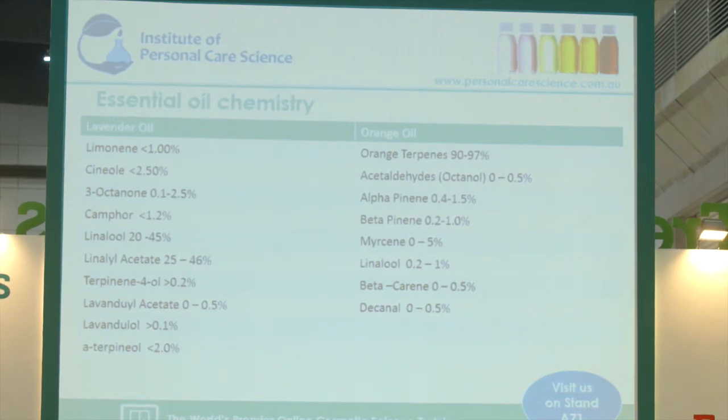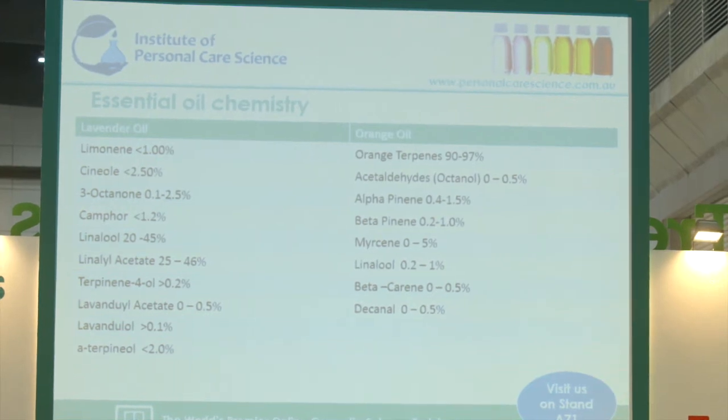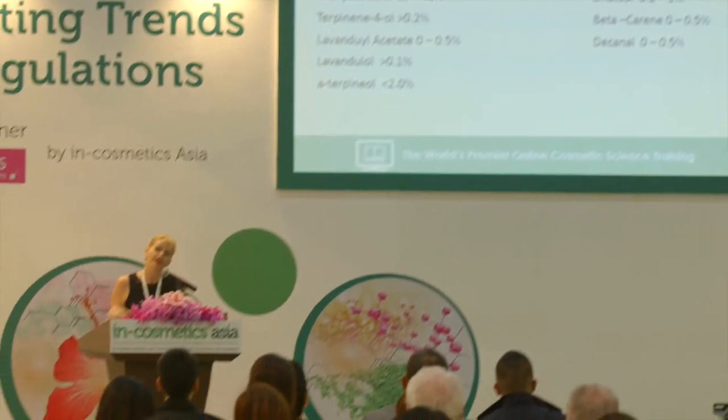And then, of course, you can get nature identical. So you can get many of these chemicals, the limonene, cineol, 3-octanone, camphor, linalool, linalool acetate, terpinen-4-ol, all from synthetic sources. Chemically, they're these substances. And chemically, we can create most of the components of a lavender oil from a synthetic source. It is identical to what you get from nature, but it's synthetically sourced. Now, these are usually the cheapest type of essential oils that you can get using nature identical.